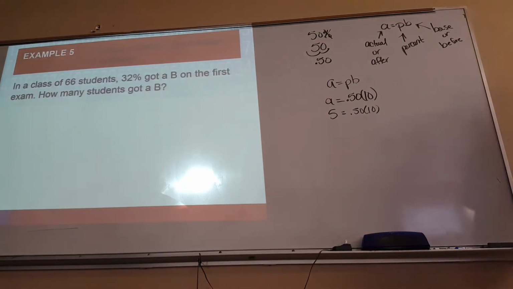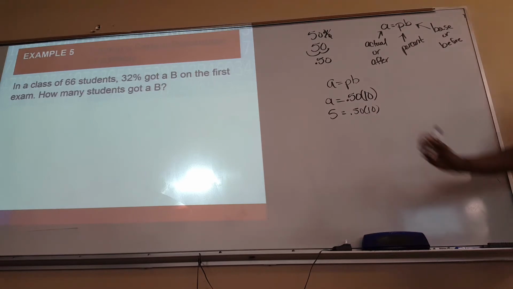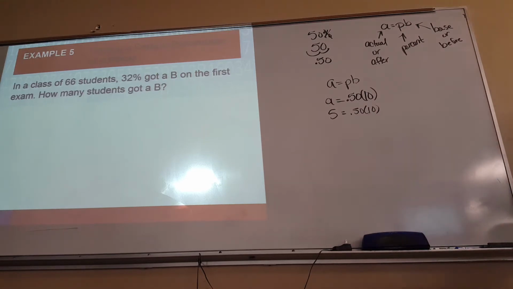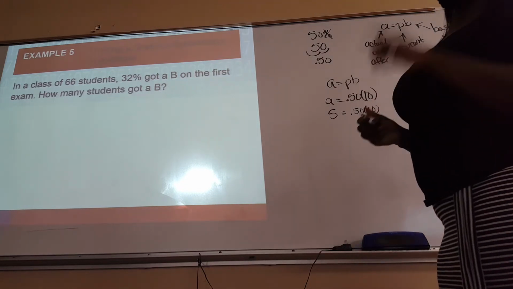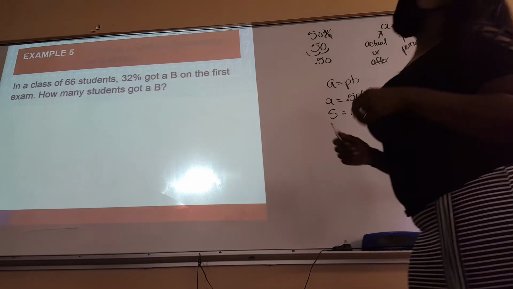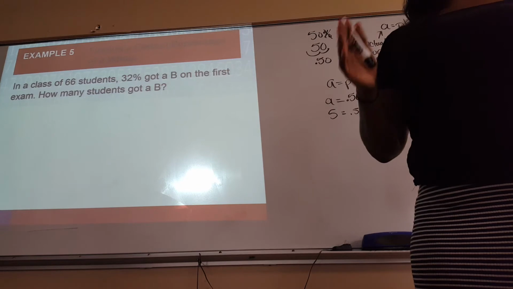So this next one. Which number are you looking for? This 5 is equal to 0.50 times 10. It's just in parentheses, that's all. All right, this next one says, in a class of 66 students, 32% got a B on the first exam. How many students got a B?